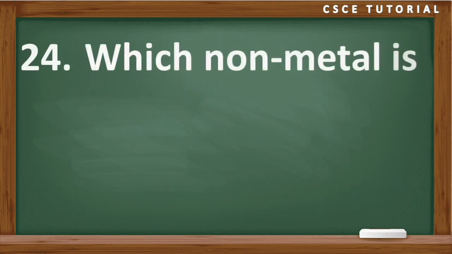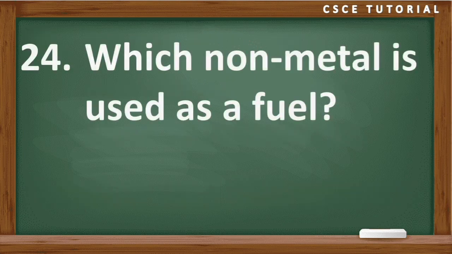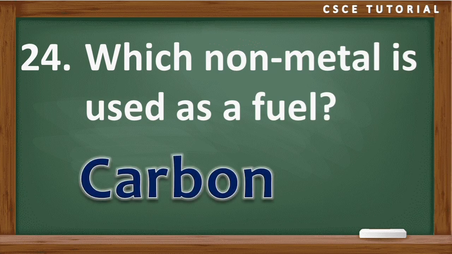24th, which non-metal is used as a fuel? कौन सा नॉन मेटल एक फ्यूल के तौर पे यूज होता है? इसका आंसर है कार्बन. कार्बन इज अ नॉन मेटल विच इज यूज्ड एज अ फ्यूल, यानी कि ईंधन के रूप में इसको यूज किया जाता है.